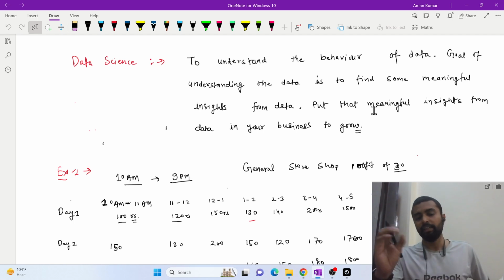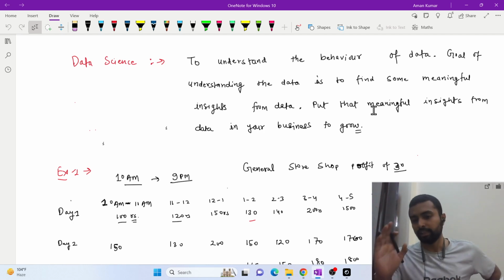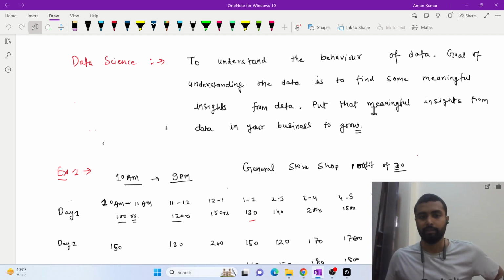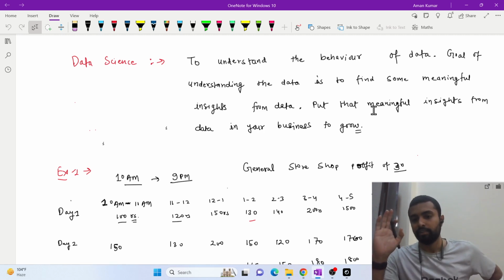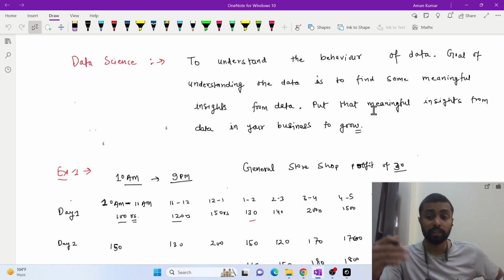So let me again repeat the definition of data science. Data science means to understand the behavior of data. Data science is only about understanding data. And once you understand the data, think about how much profit you can make from that data. That's why data science is in very high demand, because it directly impacts the business.